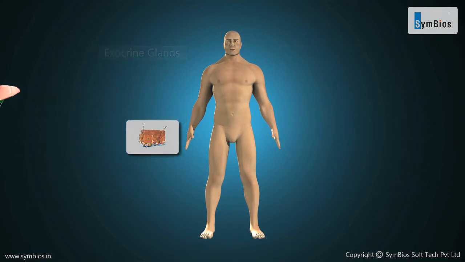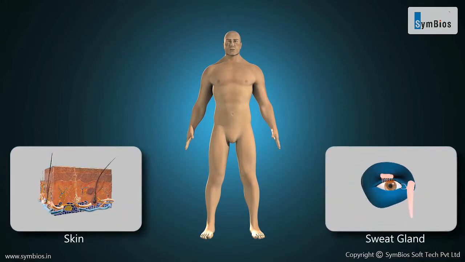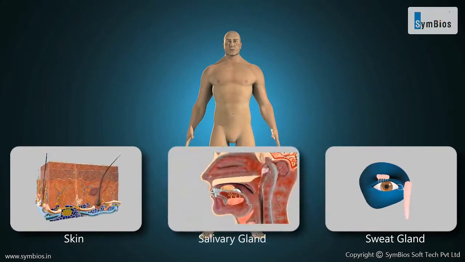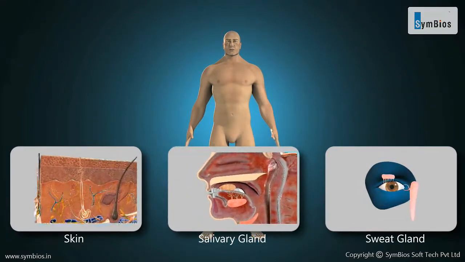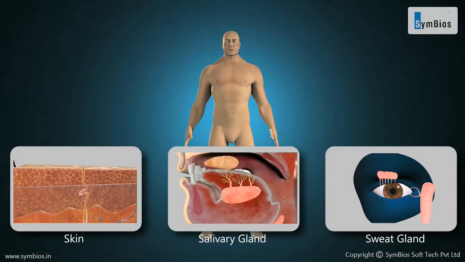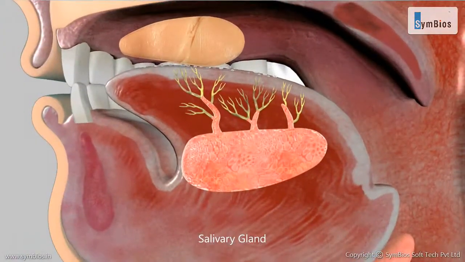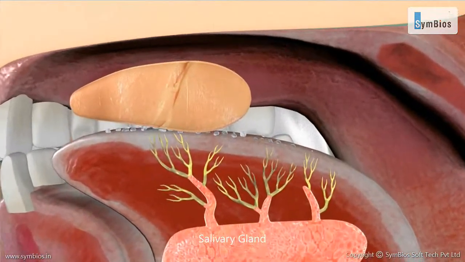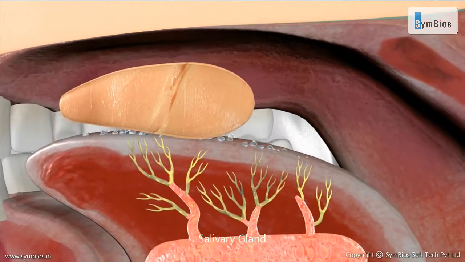The glands, such as sweat glands, tear glands, or salivary glands, which release their secretions externally through tubes or ducts, are called exocrine glands. For example, saliva is released through ducts into the mouth to help digestion.